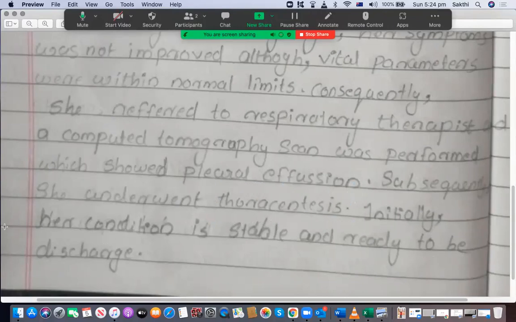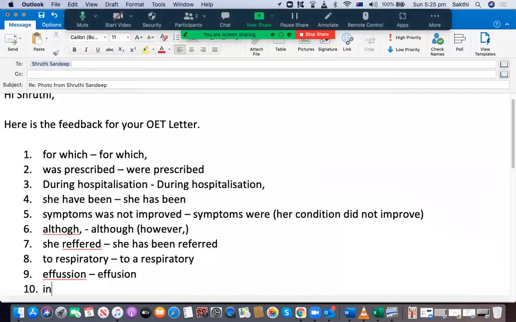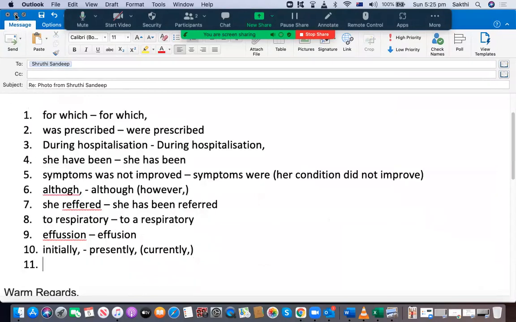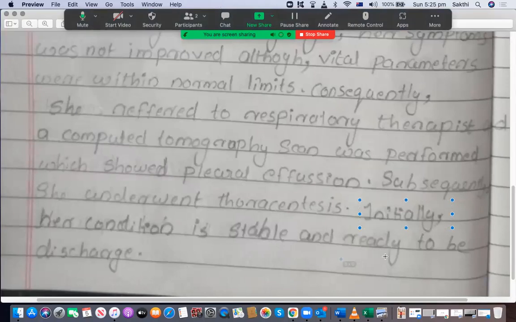Yes. "Initially, her condition is stable and ready to be discharged." Okay, so is this the current one, or why are you saying "initially"? Is it at present? Yes, sir. Currently. Then you don't need to say "initially," right? "Initially" represents something that happened in the past. So you need to be a bit careful. You can say "presently" or "currently" or "at present" or "now." You can say even "now." Now the condition is stable and ready to be discharged.